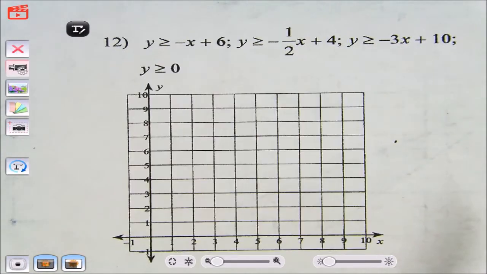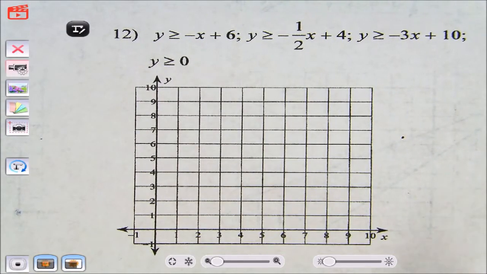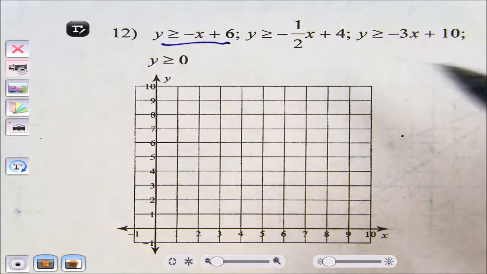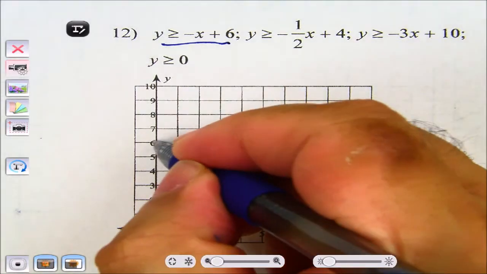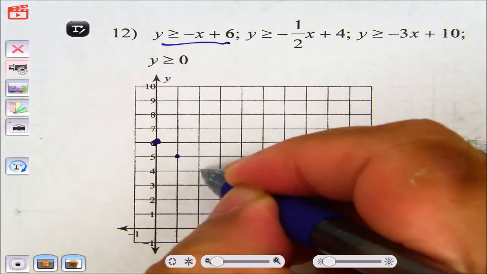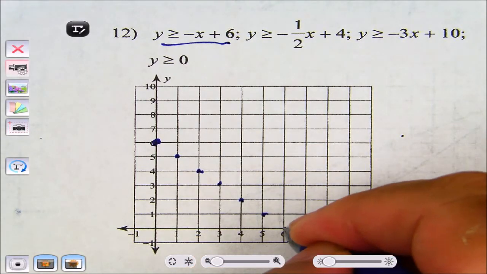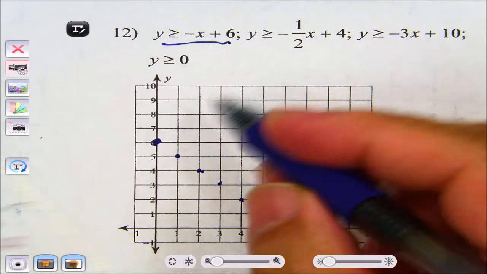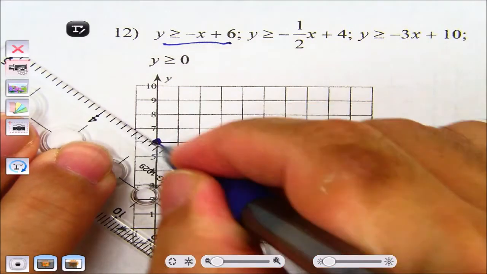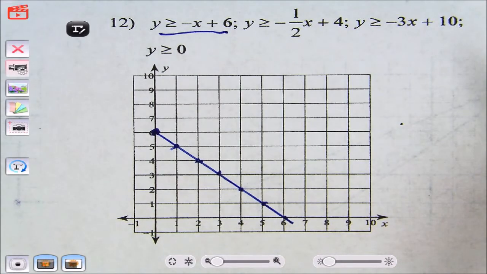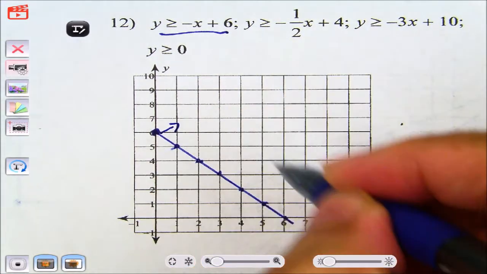Alright, so I'm doing number 12 on the back. Let's graph this first. Y is greater than or equal to negative x plus 6. So that's a 6 with a slope of negative 1, so it's down 1, right 1. And then the shading is going to be above, so it's going to be upwards.